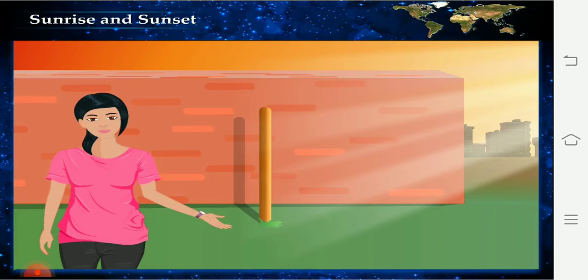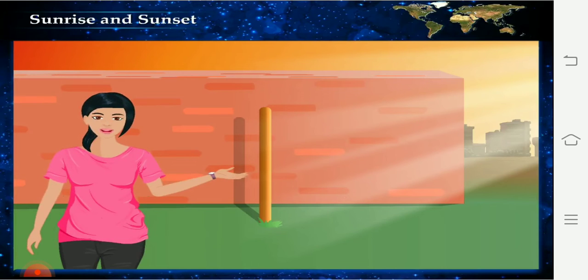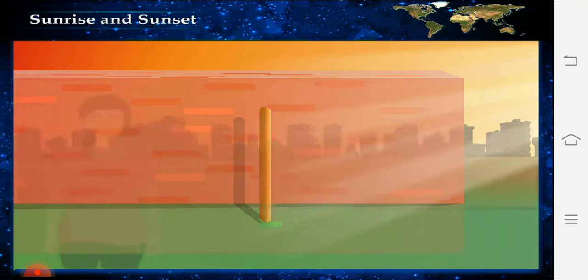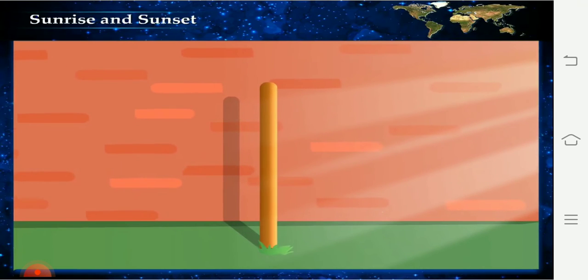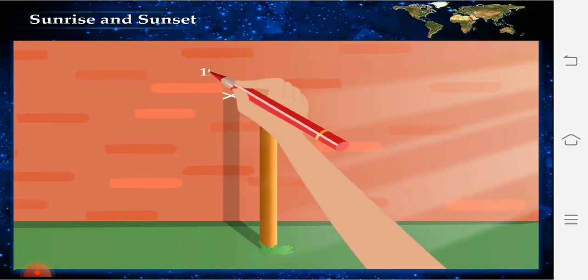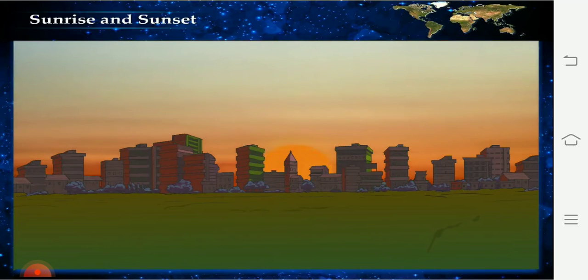Remember, place the stick near the wall which receives sunlight every day at the time of sunrise and sunset. For the given period, observe the shadow of this stick every Monday at the time of sunrise or sunset. Mark the position of the shadow on the wall and write the date of that day. Also, observe the place of sunrise or sunset on the horizon at that time.